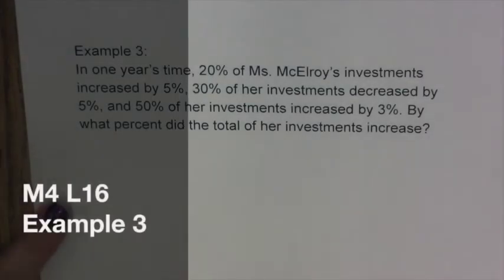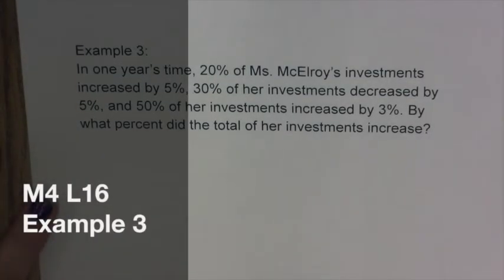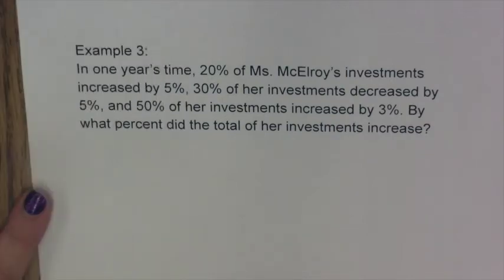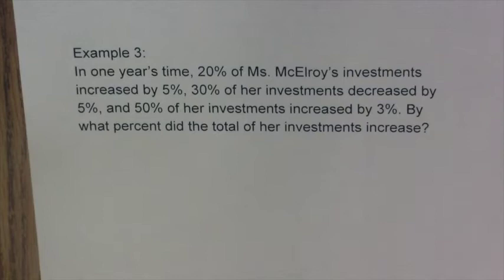Example 3. In 1 year's time, 20% of Miss McElroy's investments increased by 5%, 30% of her investments decreased by 5%, and 50% of her investments increased by 3%. By what percent did the total of her investments increase?